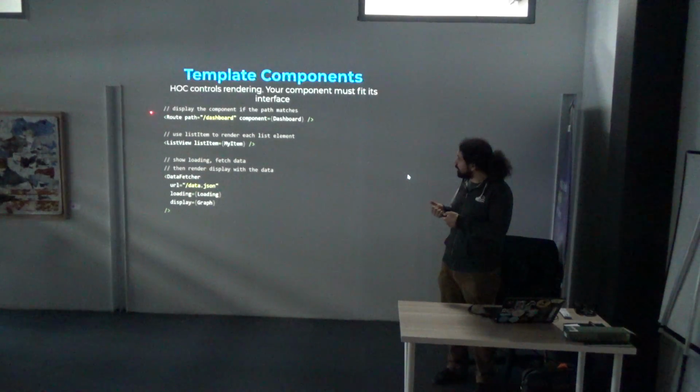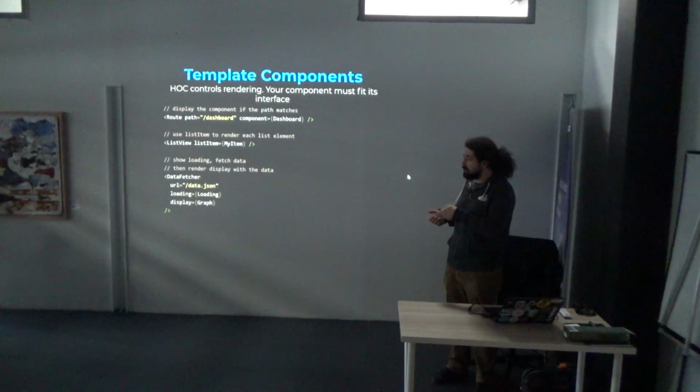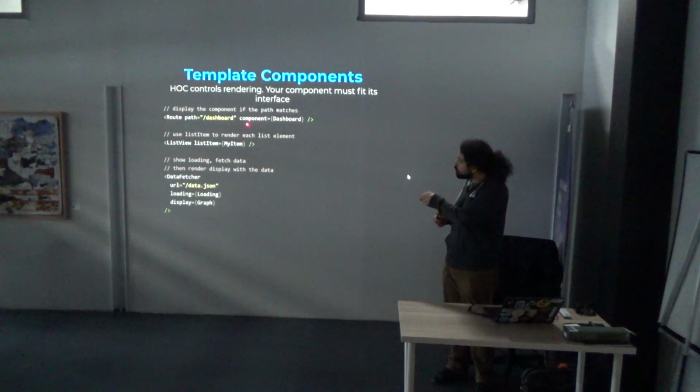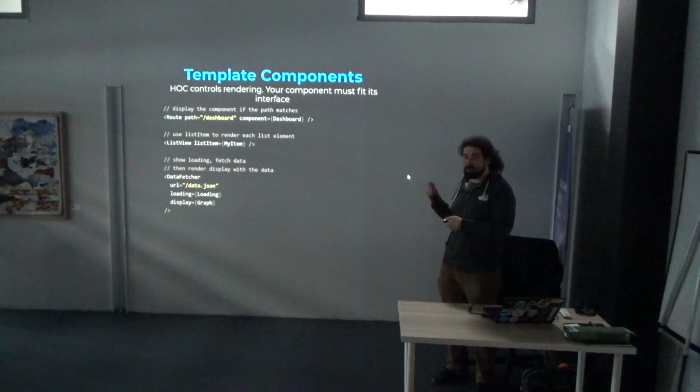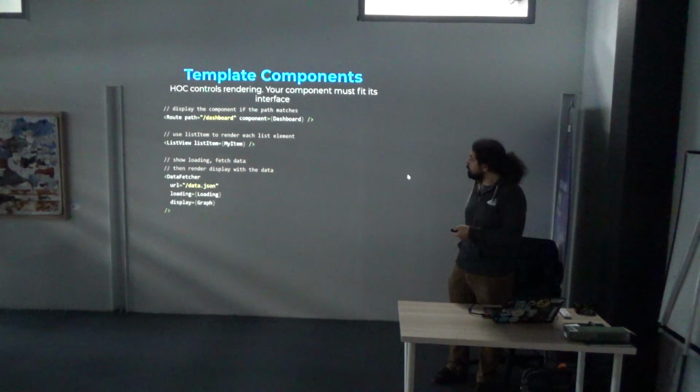So here you can have this route thing. Let's say this is a router where you say whenever the path matches, like the URL path matches dashboard, render this particular component. And you can have a bunch of these in a list, and then React just goes through them, finds the one that matches, and renders the component that's right for that particular path.